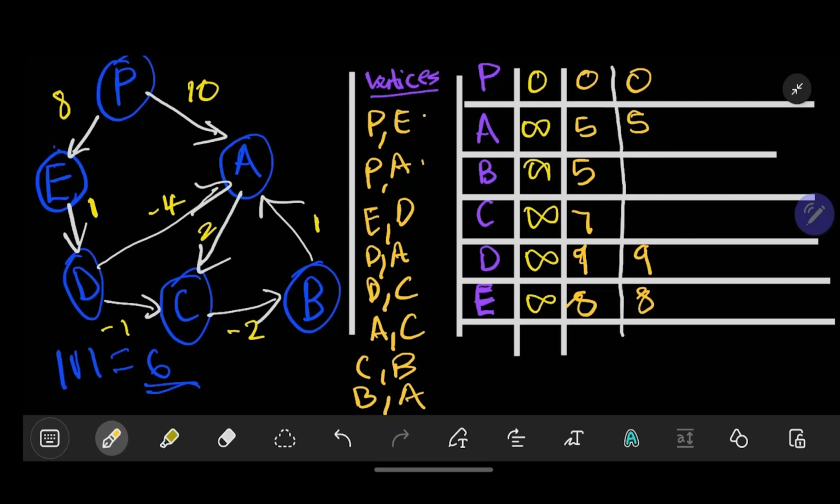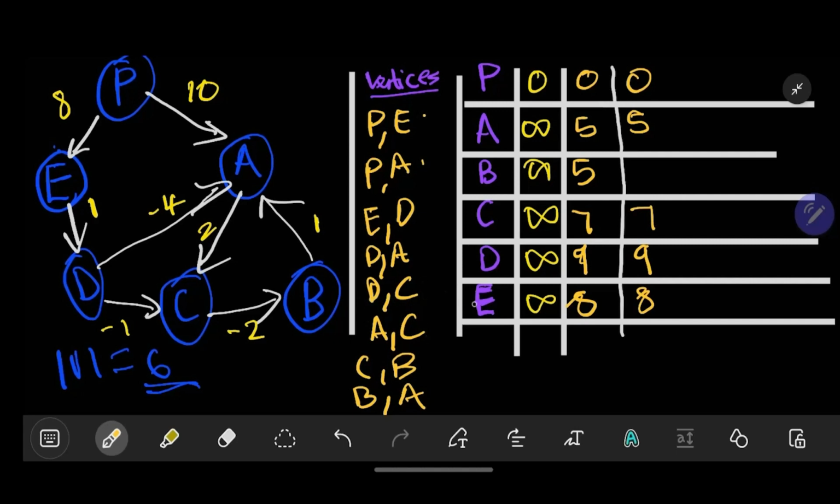Then we look at D and C. So D and C here is -1. We know that D is 9. 9 minus 1 is actually 8. So C is already 7, so it's higher. We do not make any changes there. Then we're done with DC.